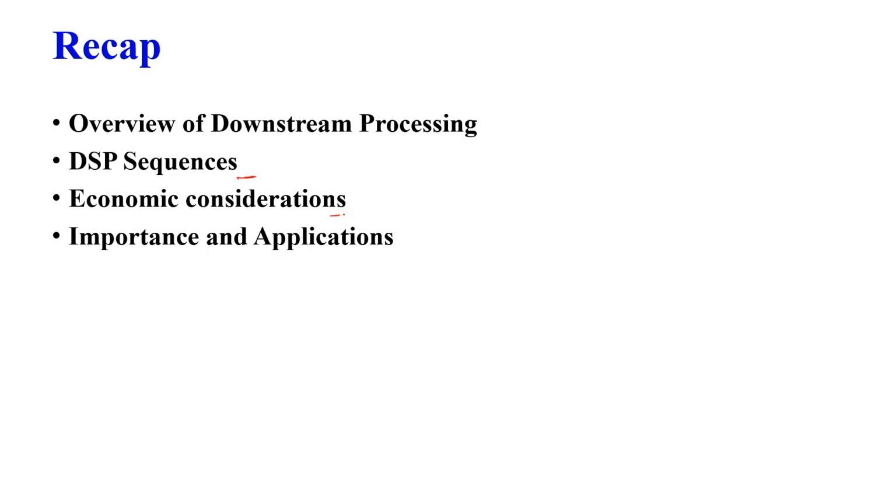What we discussed is that downstream processing also adds cost to your product. If you keep on increasing the number of steps, you are going to lose your product, and at the same time it will be more and more expensive. Of course, if you have more steps you are going to have the highest purity, but at the same time we need to have a balance between cost and purity.